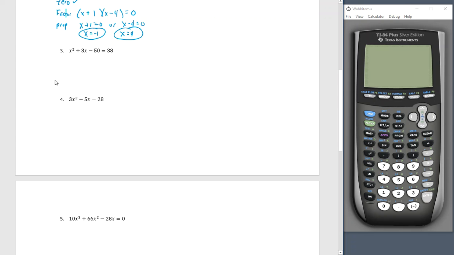Uh-oh, I lost my cursor. Oh, I'm starting to have issues again. Here we go. That's all right. We'll go with what we have right here, right now.